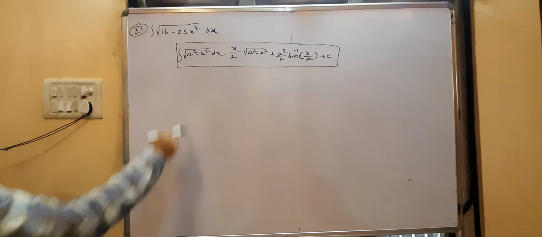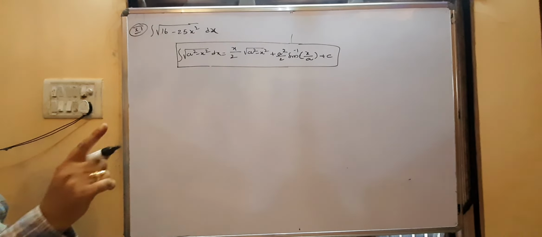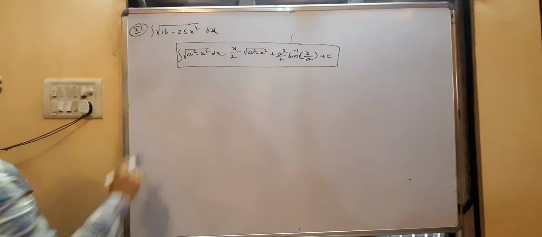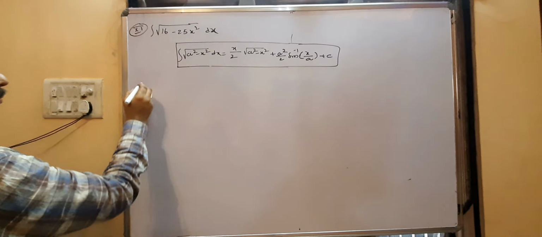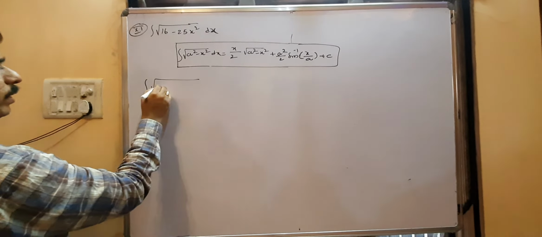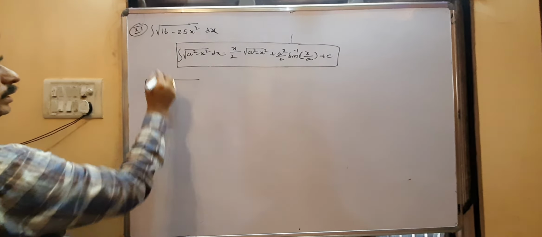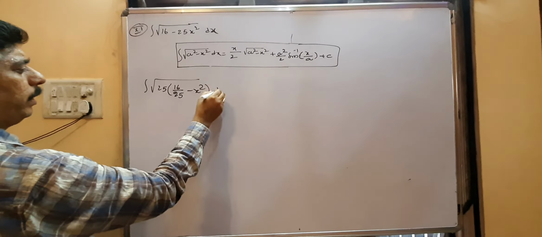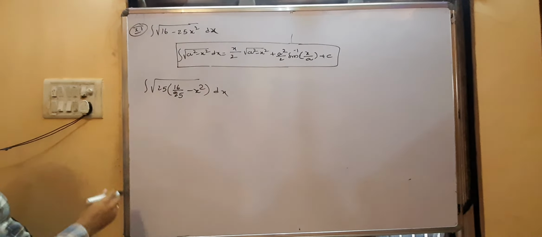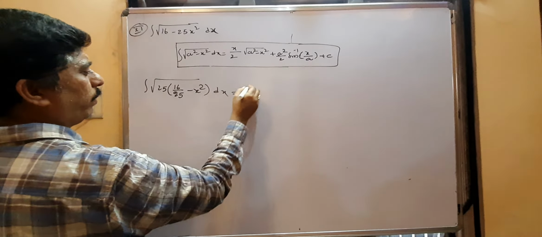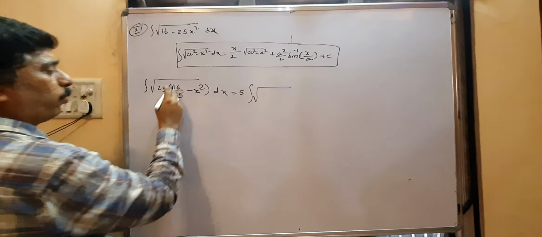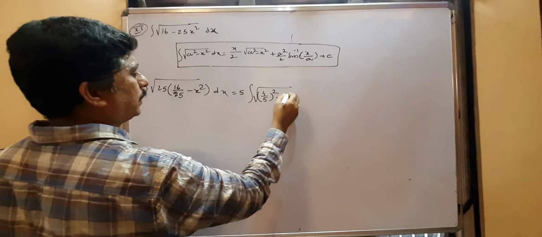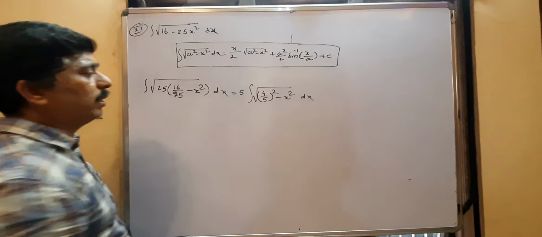Now, in the formula x square coefficient is 1, but here x square coefficient is 25. Convert it into standard form. So inside the square root, 25 common: 16 by 25 minus x square dx. Root 25 means 5. 5 take outside, 5 into root of (4 by 5) whole square minus x square dx. So it is in the form of integral of root of a square minus x square.